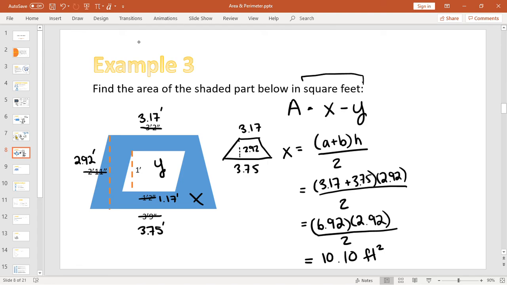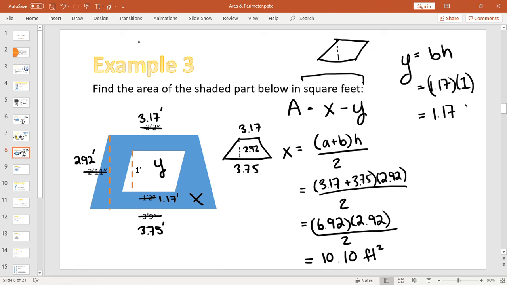Y, I'm going to do it up here, sorry, is a shape like this. Whoa! Very terrible. Y is a parallelogram. So all I need is base times height. So the formula is base times height. I see that the base is 1.17 and the height is 1, so that's nice. Y is 1.17 feet squared. To find the total area, X minus Y, so it's 10.10 minus 1.17, and my answer is going to be 8.93 feet squared because we are in area.